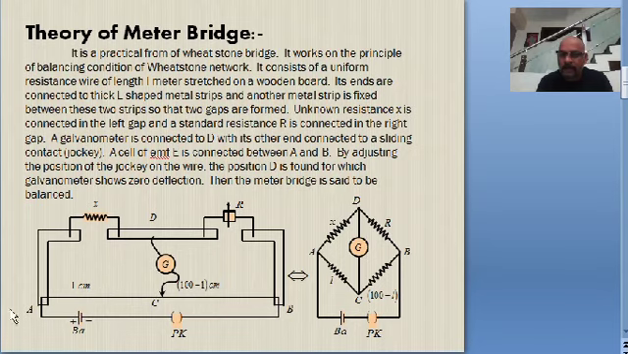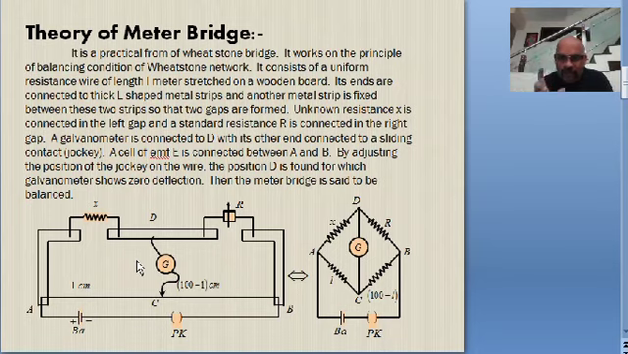So, in this direction from A you connect the positive terminal of the battery, and the negative terminal of the battery is connected to the plug key, and the other end of the plug key is connected to the end B. So this is the meter bridge. This meter bridge is exactly similar to the Wheatstone's network.